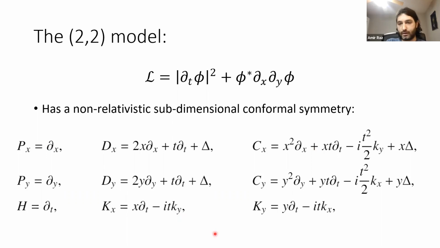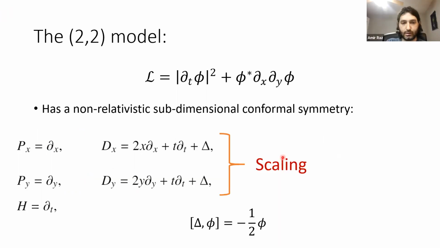Now for this theory, remind us what delta is. It's the scaling dimension. So delta is the scaling dimension, and in this case, delta acts on the field phi by scaling it by -1/2. So phi has a scaling dimension of 1/2.